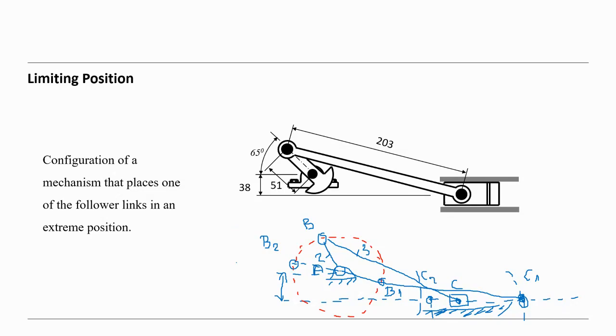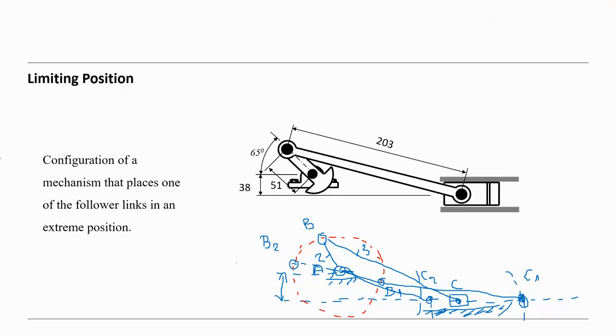C2, and this is the coupler here, the length of the coupler. Of course, you see, the drawing is not nice, I know that, but it is very difficult to draw using the mouse. But I hope you understand what I mean. So limiting positions are important here.